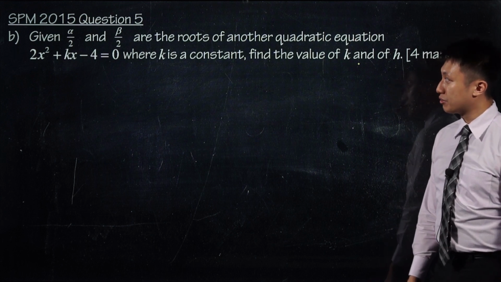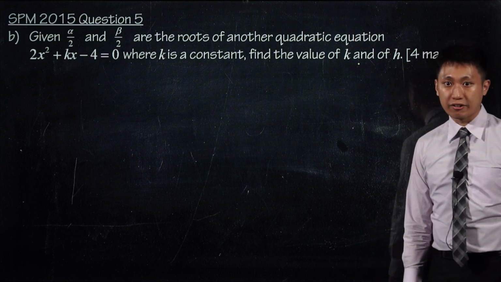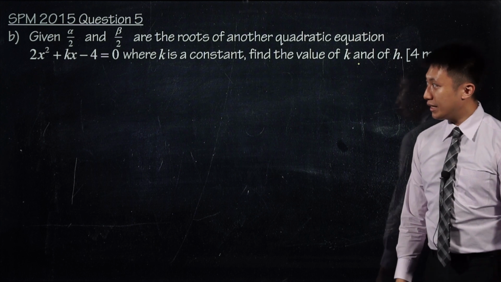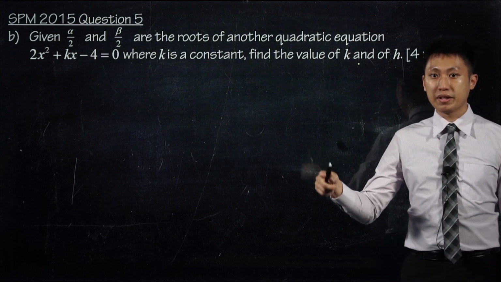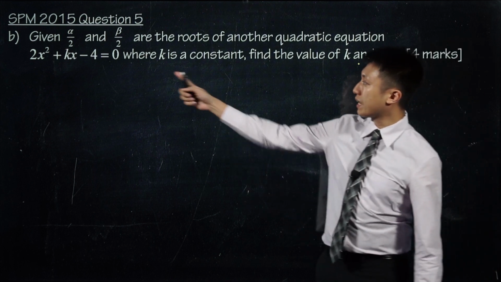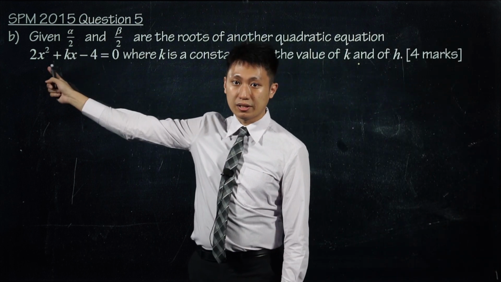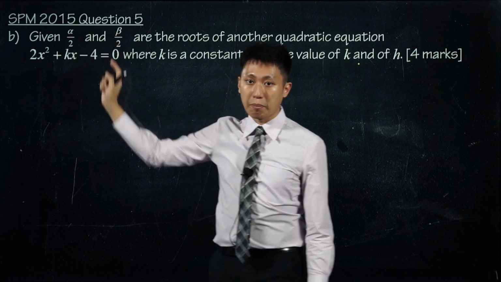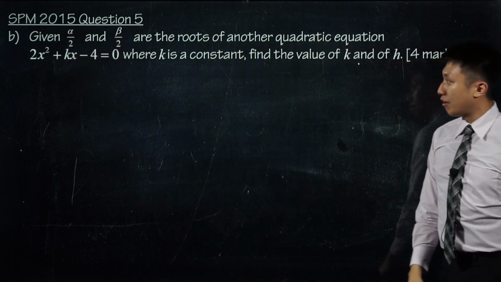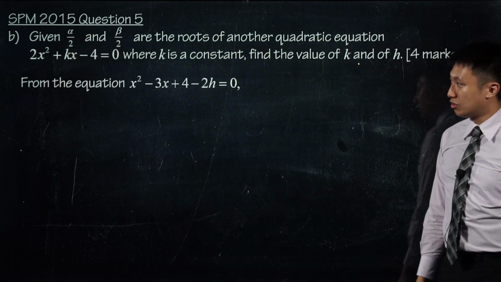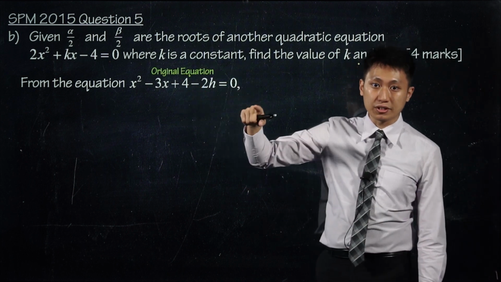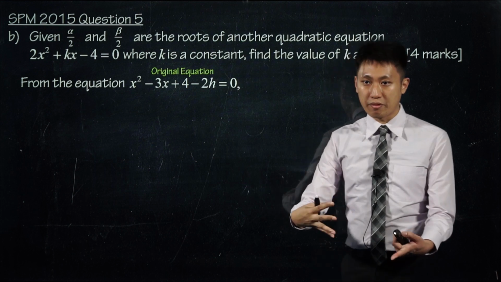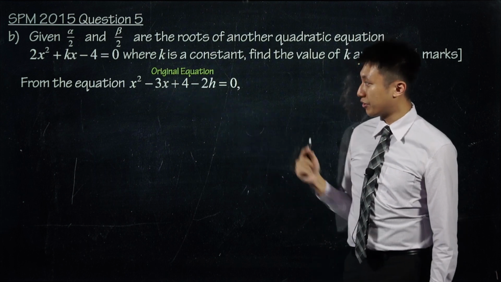Okay, so given this one, there are roots of another quadratic equation, meaning that I have two quadratic equations now. One is alpha and beta, they are the roots. Now, the second one for this quadratic equation, the roots are alpha over 2 and beta over 2. So, I want to find k. So, from the equation, this is the original equation from the previous question, in case you don't have your paper with you. So, I write this down for you.